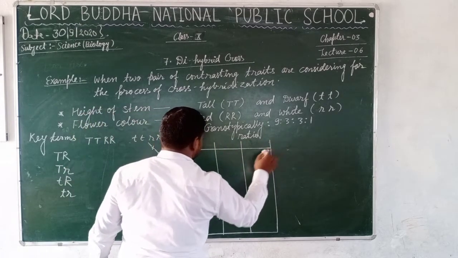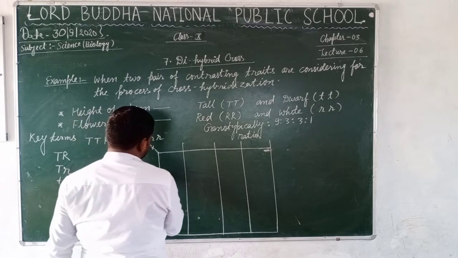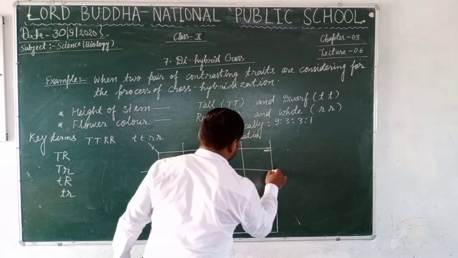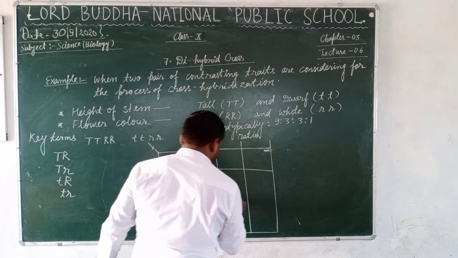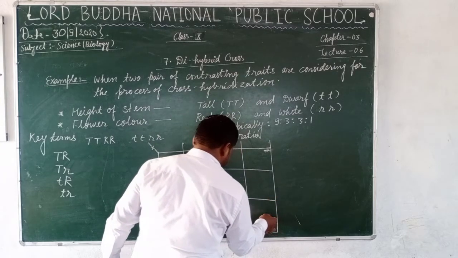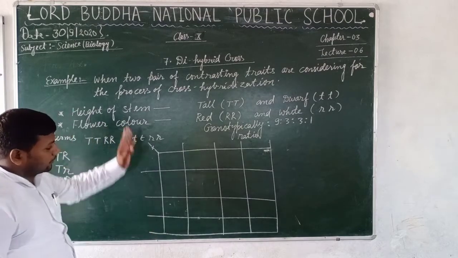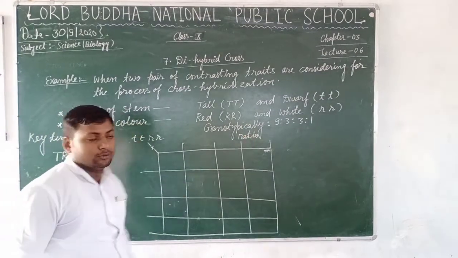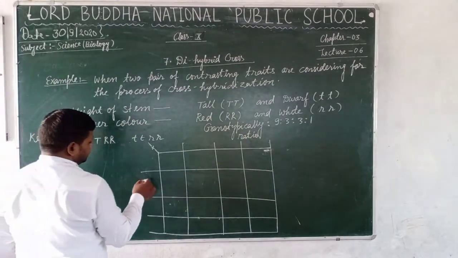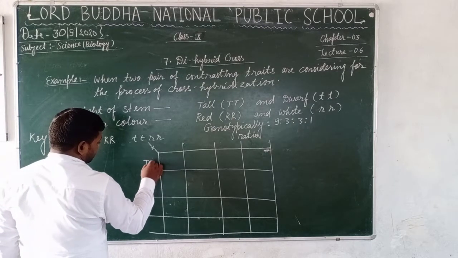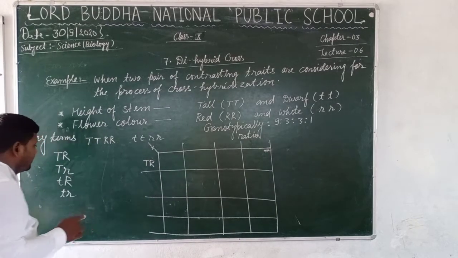Horizontally and also vertically. So students, there will be 16 boxes we obtain by making horizontal and vertical rows and columns. Now I am representing the alleles.